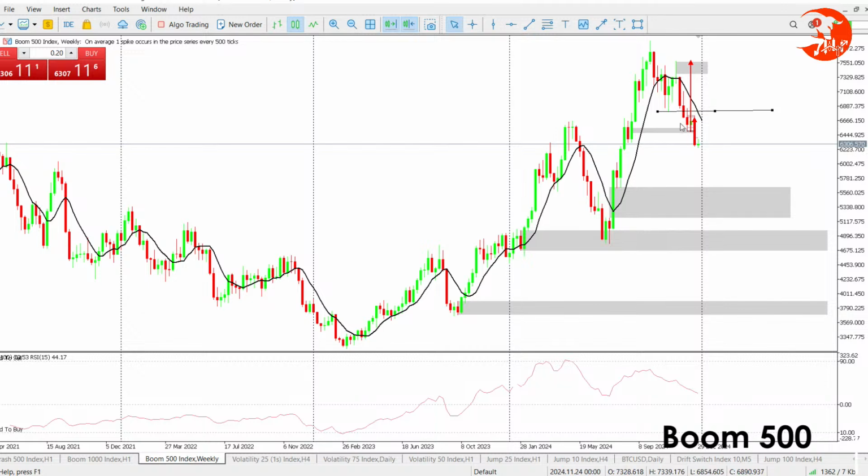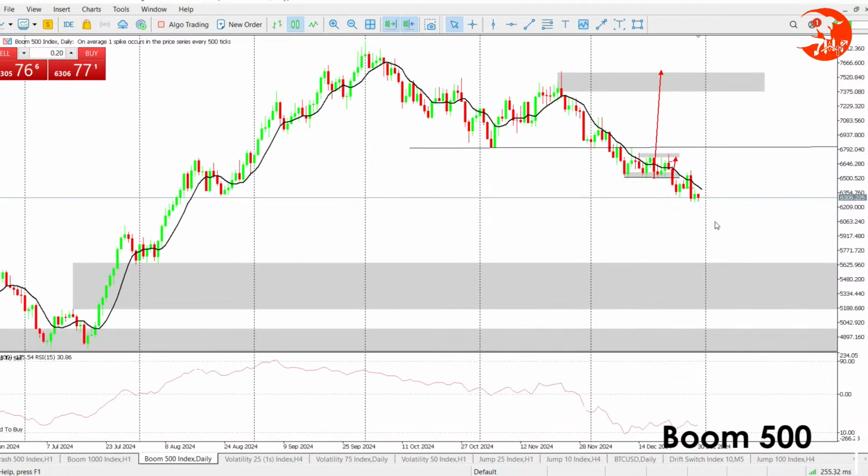Why are we selling? Because we have a change of character right here. This is a previous higher low here. This is a previous higher low. It failed to give us a new higher high. That's why we see it being broken to start the sales. So once we know that we had a breakout, we had a change of character there, this can be deleted. We can now head over to daily time frame.